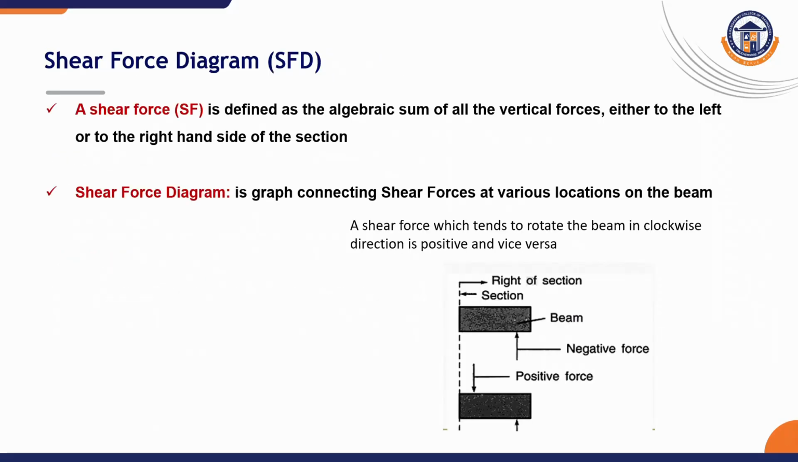Shear force diagram. Shear force at any section is the algebraic sum of all the vertical forces to the left or right of the section. A shear force diagram is a graphical representation of the shear force variations along the length of the beam. By convention, clockwise shear force is taken as positive and anti-clockwise shear force is taken as negative. Shear force diagrams help us to identify maximum shear force, which is critical for the design.